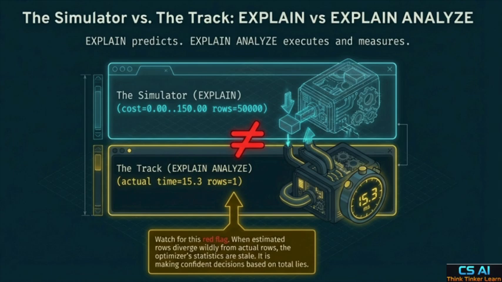There's a massive difference between the simulator and the track. Explain is just a prediction. It tells you what the database thinks it will do. The keyword is thinks. Explain analyze actually executes the query and measures the real-time performance. If your estimated rows diverge widely from the actual rows, it's a massive red flag. It means the optimizer statistics are stale and it is making confident decisions based on total lies.